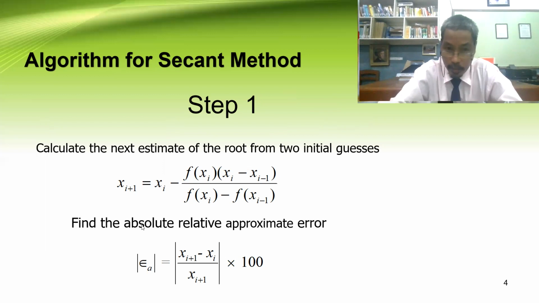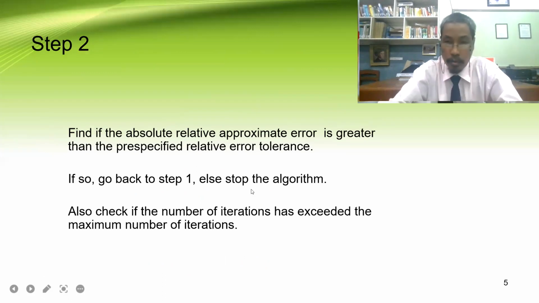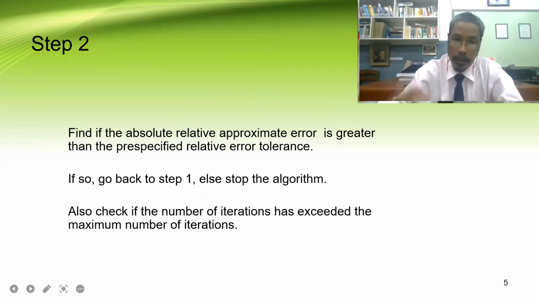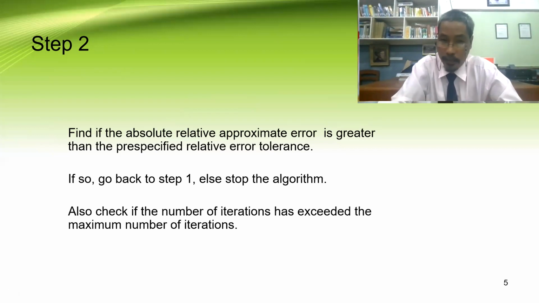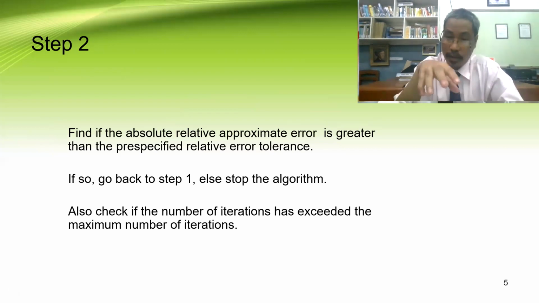Okay, find the absolute relative approximate error. We are already familiar with this formula since chapter 1. So step 2, after the two initial guesses of the value of x, let us find if the absolute relative approximate error is greater than the pre-specified relative error tolerance. Because this is our stopping criterion.